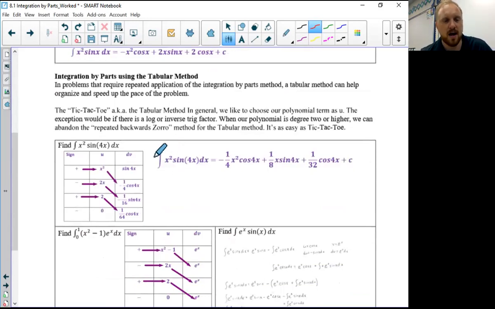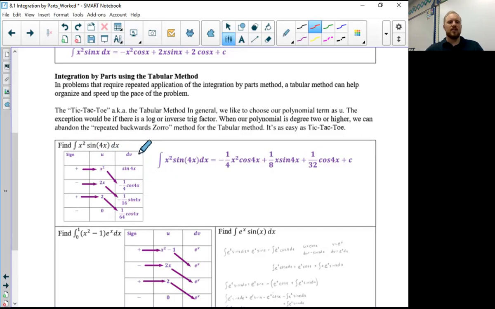This is our tic-tac-toe method, where we start with our sign of plus, and we let our u be x squared, and let dv be sine 4x. And what we're doing here is we're taking the derivative of u, and then we take the antiderivative of dv. So you're going to take the derivative of u, and then you're going to take the antiderivative of dv. And that's going to give you these.